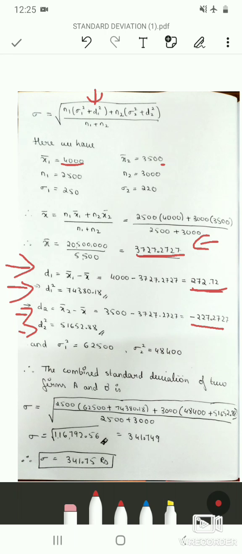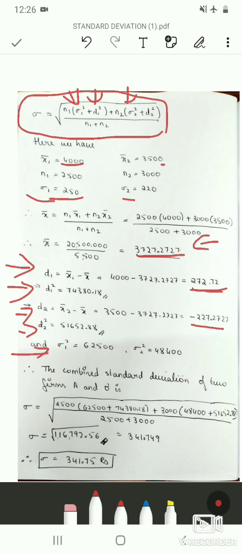And then we have sigma 1 and sigma 2, but in the formula you need sigma 1 square and sigma 2 square. So square these values. So you will get sigma 1 square as 62,500 and sigma 2 square as 48,400. So now we have all the required data to substitute in the formula.